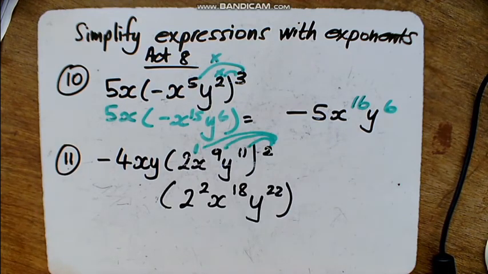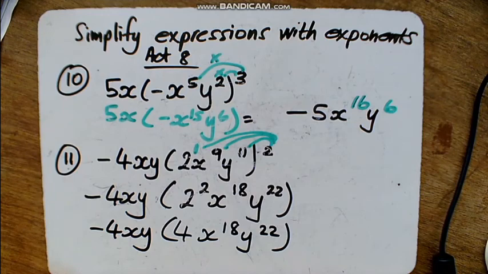Right, so we know that we have to multiply the powers. 11 times 2 is 22. 9 times 2 is 18. 1 times 2 is 2. Now we can simplify this because 2 squared will give us what? 4.